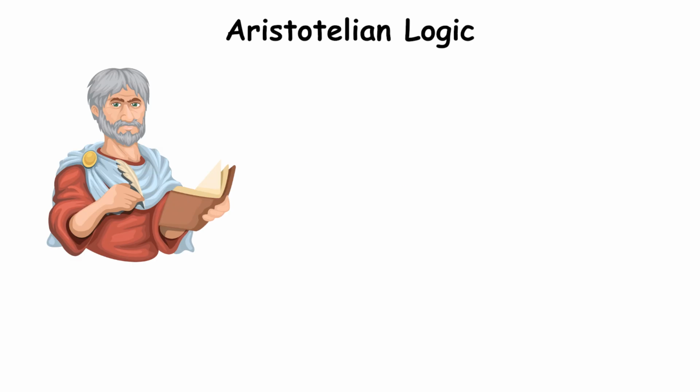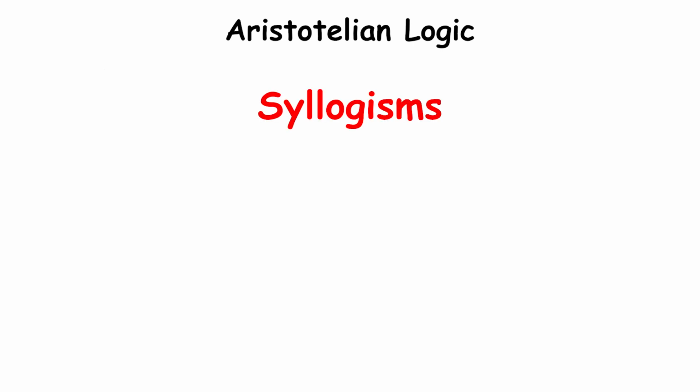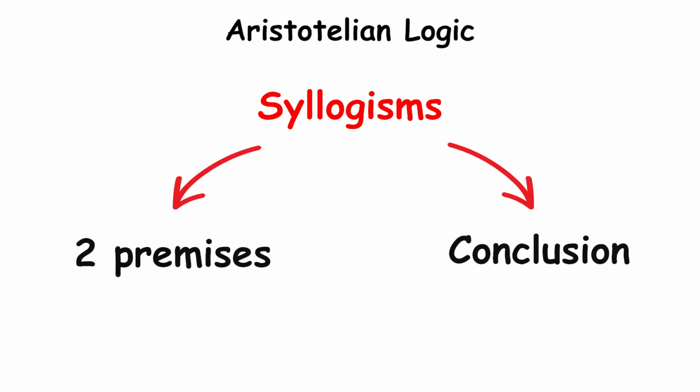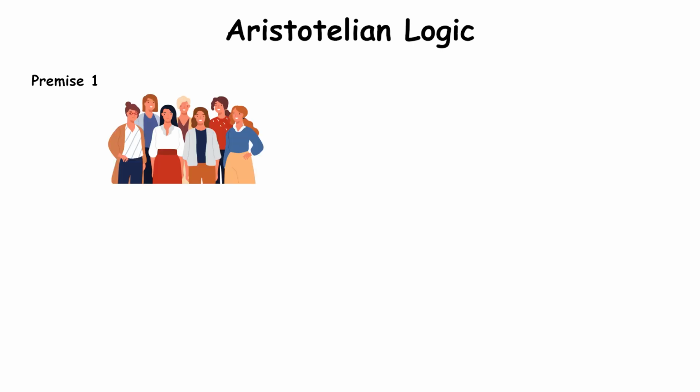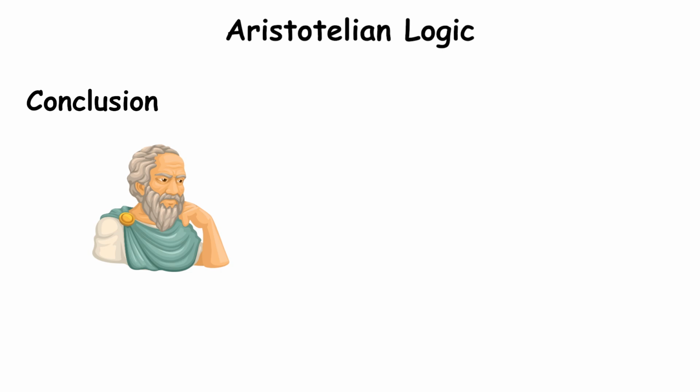2. Aristotelian logic. Aristotelian logic, also called syllogistic logic, was developed by Aristotle over 2,000 years ago. It focuses on syllogisms, which are arguments consisting of two premises and a conclusion. Example, here's a classic syllogism. Premise 1, all humans are mortal. Premise 2, Socrates is a human. Conclusion, therefore, Socrates is mortal.